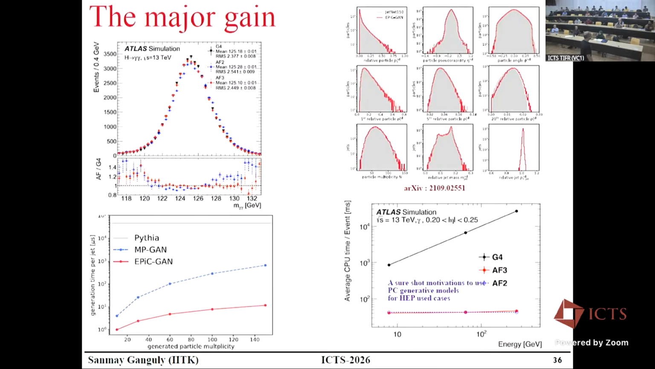Question. Since this reduces CPU time, can this be used for Bayesian analysis for extracting parameters? Because you do not actually have to do the simulation, you can emulate them and find the fit parameters. Yes, so you can. That's done, right? Yeah.